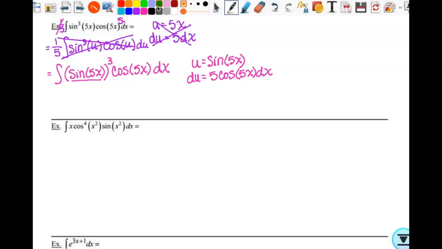Okay, so now I have that du is 5 cosine of 5x dx. So here's this, but I need to multiply it by 5 on the inside, which means I need a 1/5 on the outside. And again, if you need to rewrite that step, that's totally fine. But now I can do, this is equal to 1/5 times the integral, instead of sine of 5x, that is my u cubed, and then all of this is just du, like so.